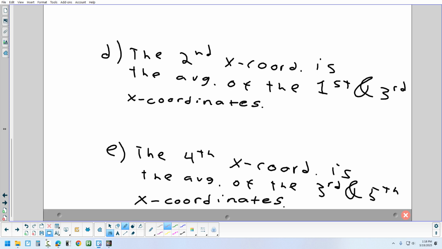Okay, that's what's nice about these 5 points. They're all equally spaced. So if you know 2 of them, you can always find the one in the middle by averaging.